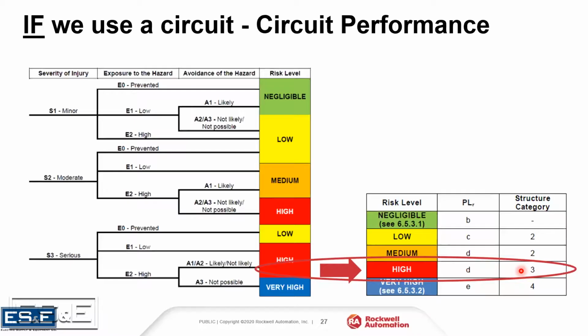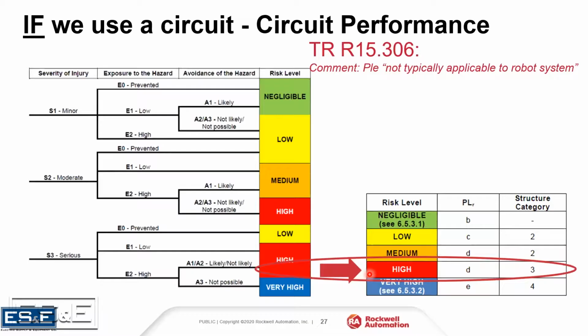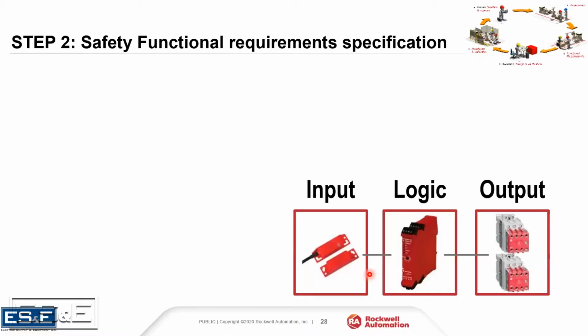But this is a nice technical guide because it does provide some mapping of the risk assessment results to the circuit design requirement. And note that in robotics, typically performance level E is not as often required. And that's partly because of some of the guarding and safeguarding measures that are being implemented with it. That was step one, risk assessment.